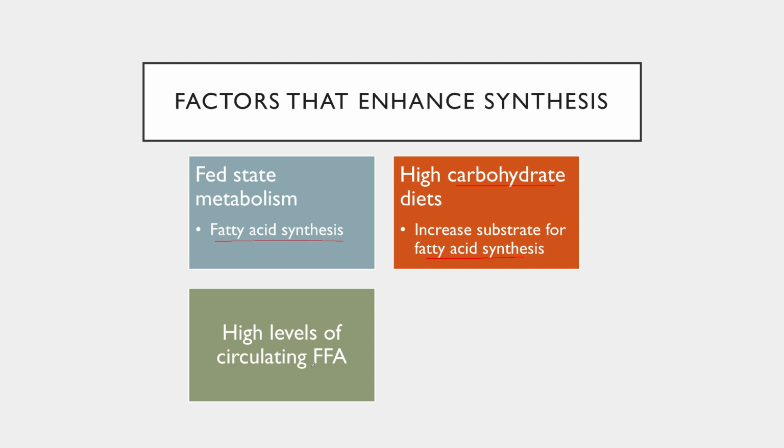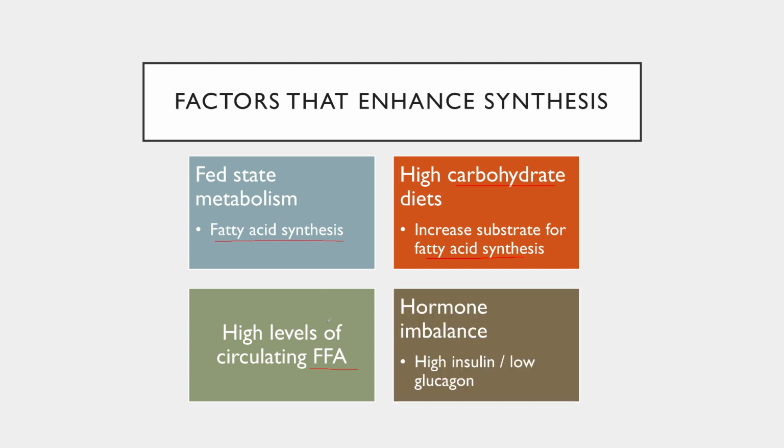Next, high levels of circulating free fatty acids. If you remember from the previous slide, our pool of triacylglycerols can be generated through two means: uptake of circulating free fatty acids that are then reesterified, or de novo synthesis. And finally, hormone imbalance, so elevated levels of insulin and low glucagon. This would again stimulate the synthesis of fatty acids.